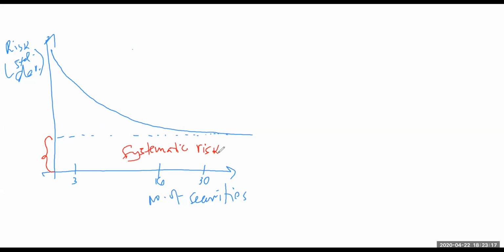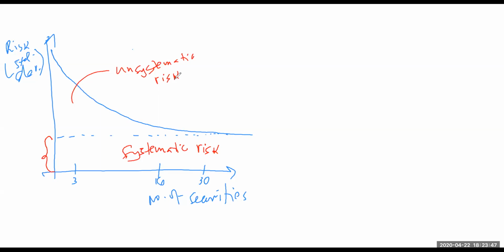However, the top component, which we are able to reduce by simply increasing the number of securities in the portfolio, is what we refer to as the diversifiable risk, in this context the unsystematic risk. That is the key difference between those two risks.